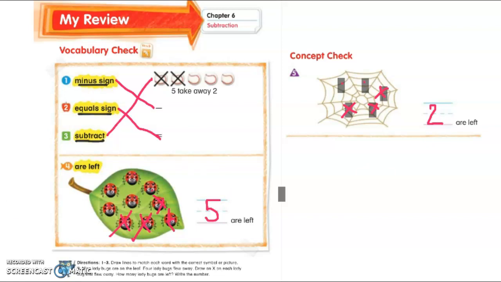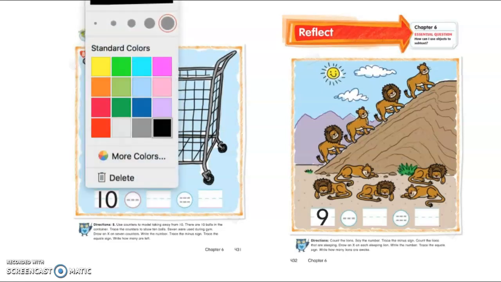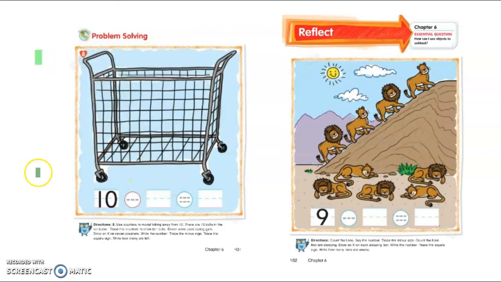All right, let's go to our problem-solving page. Now, I'm just going to draw circles. If you have something else you want to put on your paper to model the problem, that's fine. All right, we're taking away from 10 in the cart, okay? There are 10 balls in the container, so draw 10 circles.